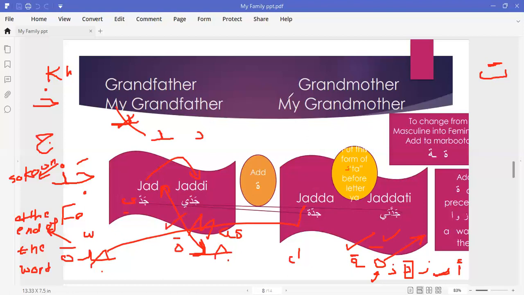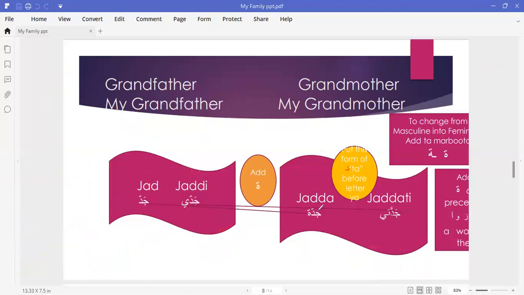Now, so grandmother is jadda, okay? Now, what do you mean by my grandmother? Jadda, jaddati. The same, we add ya. To change jadda into jaddati, what did I do here? Because the ta here is at the end, it has to be in the middle, okay? I'm explaining everything in detail. The ta marbuta cannot be in the middle, okay? So it has to be changed to a ta in the middle.